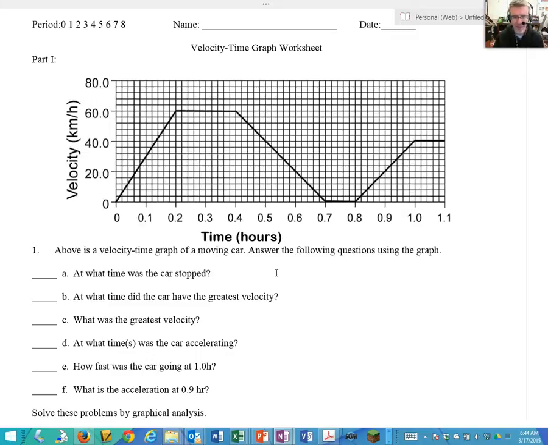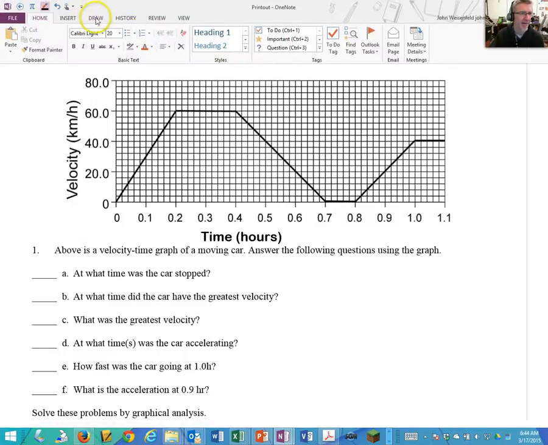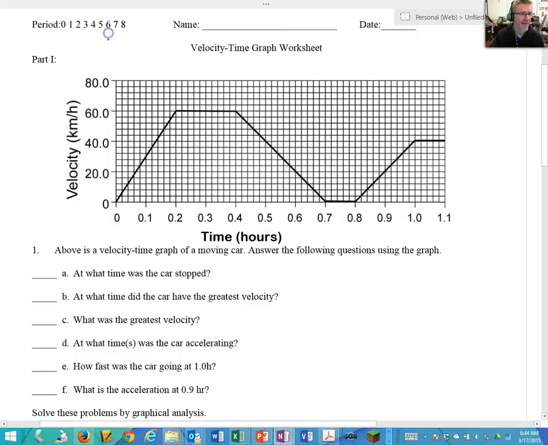So you've got this sheet. I got one handy here, but you can see it on the screen. We're asking about this graph here. So let me get my red pen here. All right. First thing to notice is the units over here. Velocity in kilometers per hour.